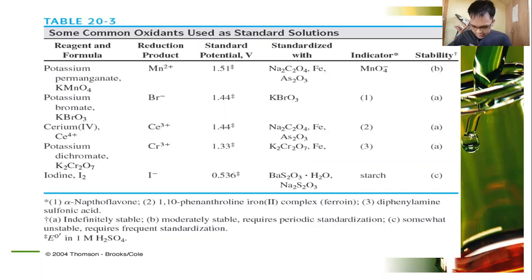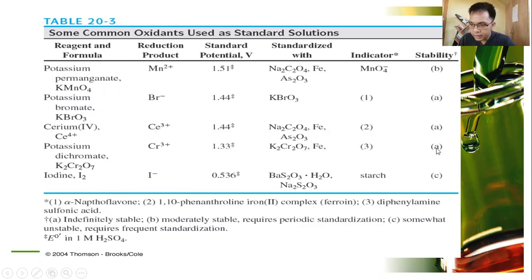Okay, so the reagent here is potassium permanganate. You have to standardize it with sodium oxalate, iron, or arsenic trioxide. And your indicator is permanganate itself, so it will serve as a self-indicator. Then potassium bromate is standardized with potassium bromate too. You can see here the indicator, alpha-naphthoflavone. And then cerium is standardized with iron or arsenic trioxide. For number 2, the indicator is phenanthroline iron(II) complex, or ferroin. And so on and so forth. So those are these.